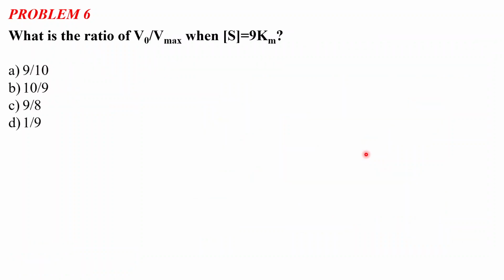Now problem number 6. It is a mathematical question. We discussed Michaelis-Menten kinetics last week, and this question is related to that equation. It asks: what is the ratio of V0 by Vmax when the substrate concentration S equals 9 Km? If the substrate concentration equals 9 Km, what is the ratio of V0 by Vmax? Your options are: number A, 9 by 10; number B, 10 by 9; number C, 9 by 8; and number D, 1 by 9.